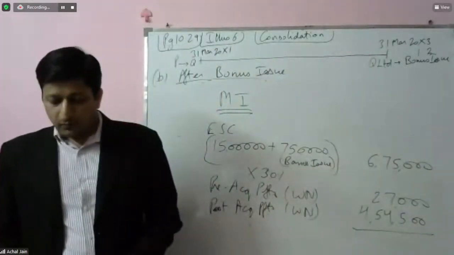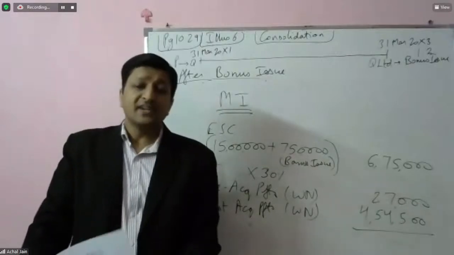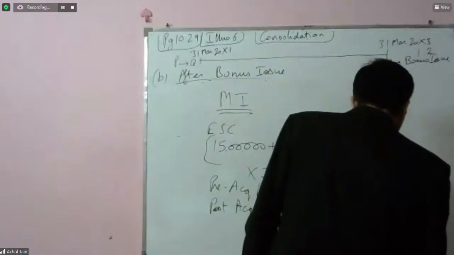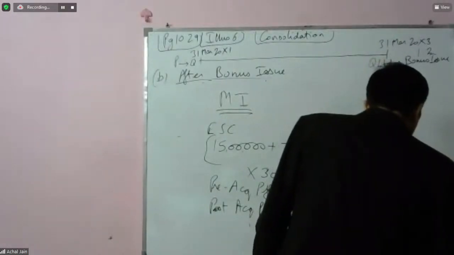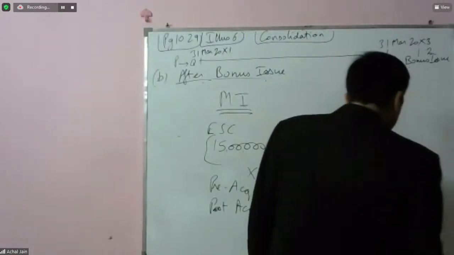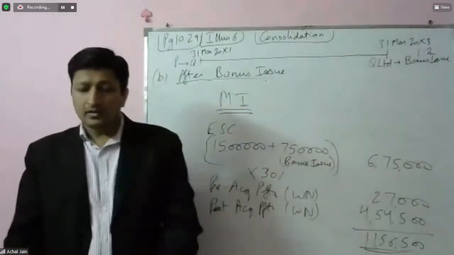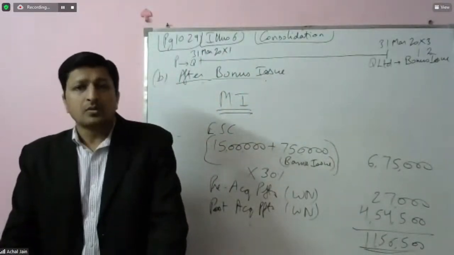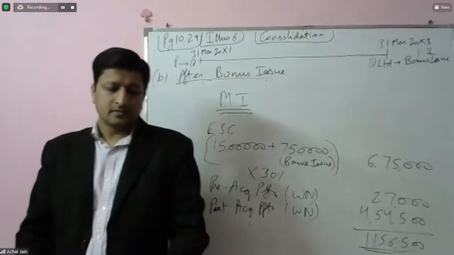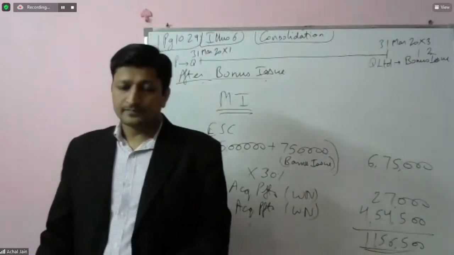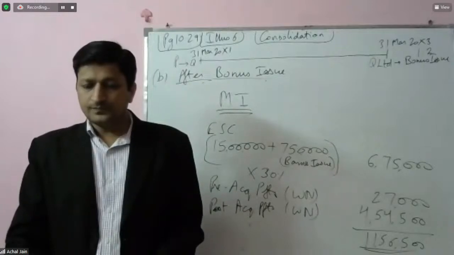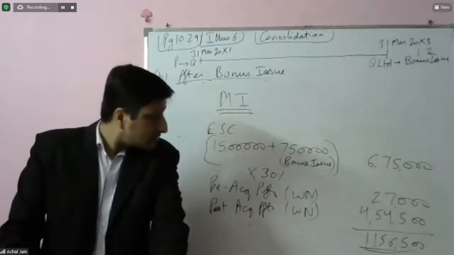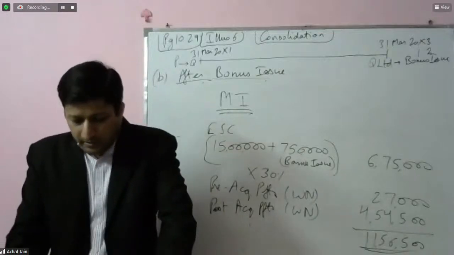So all in all, what does it become? 11,56,500. Okay, 11,56,500 is the amount that you get. I think Sakshi is getting the same answer. Great.